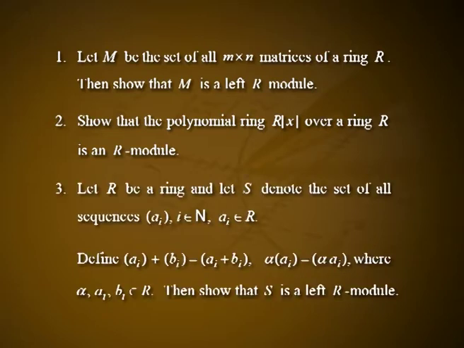Let R be a ring and let S denote the set of all sequences (ai), i in N, ai belongs to R. Define (ai) plus (bi) is equal to (ai plus bi), and alpha(ai) is equal to (alpha ai), where alpha, ai, bi belong to R. Then show that S is a left R module.